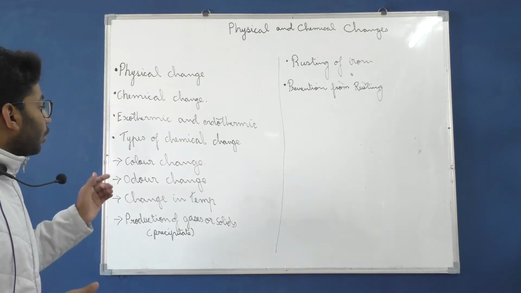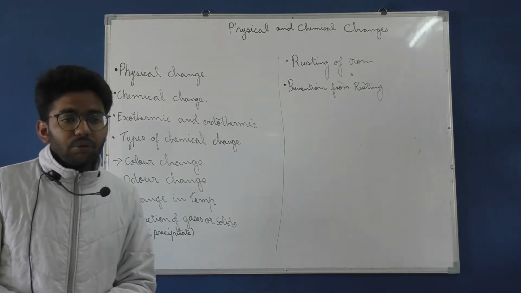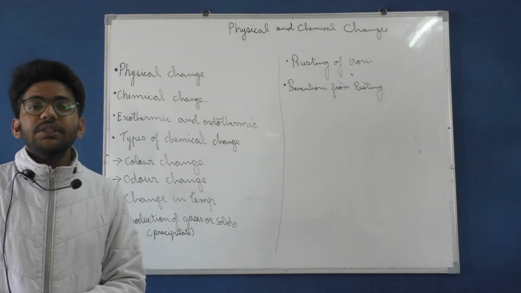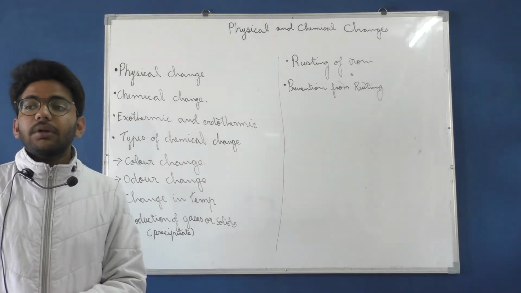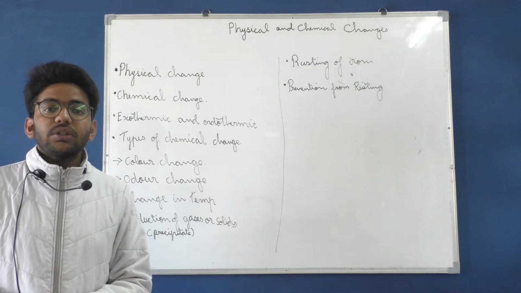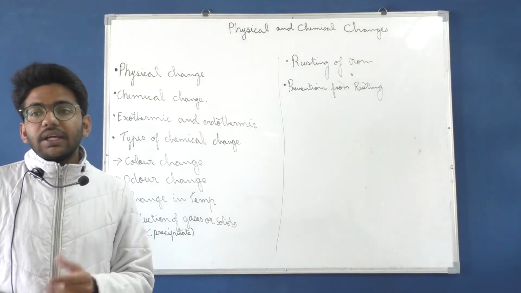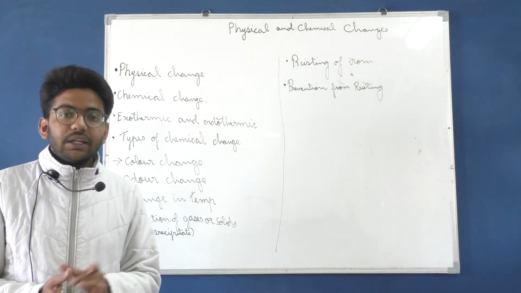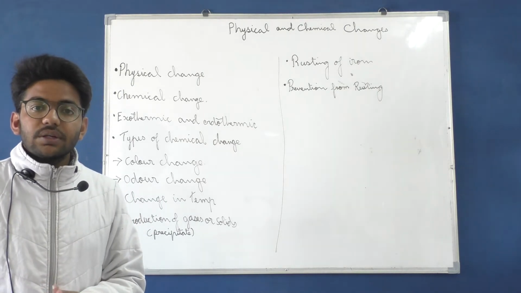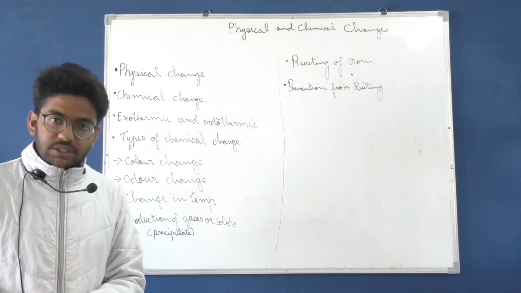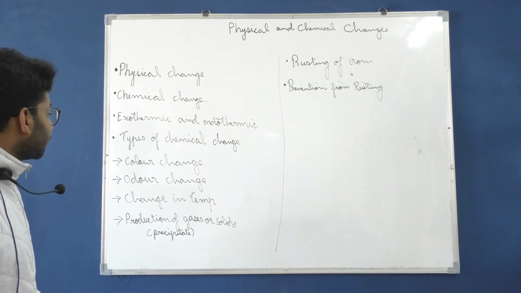We can find it. Odor change. Now there is an odor change in a substance, like you'll learn in future classes about the soap formula. Okay, so there is odor change. So basically if there is any kind of odor change in the substance, then it is also known as chemical change. After that, change in temperature.